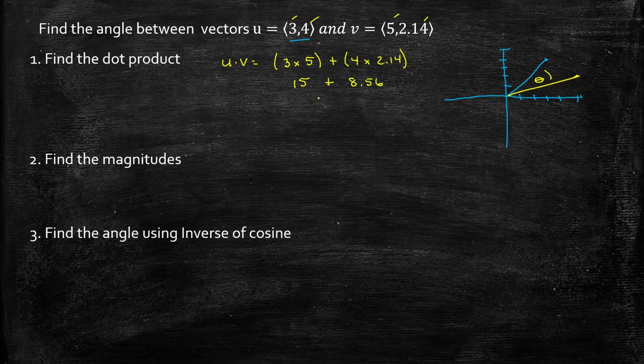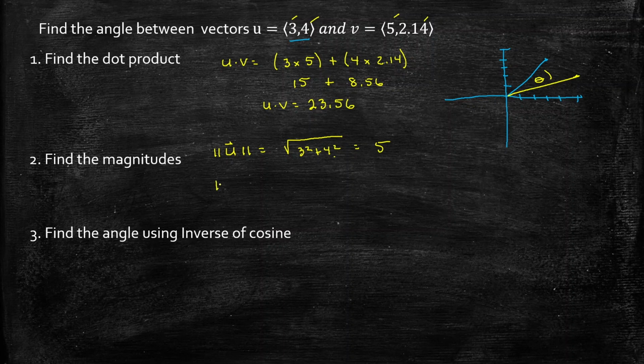And so that adds up to, so u dot v is 23.56. Okay. Now, we're going to find the two magnitudes. So the magnitude, remember, that's just the square root of x squared plus y squared. We already have the x value here, right? So this one here is 3 squared plus 4 squared, which we know is 25, which equals 5.